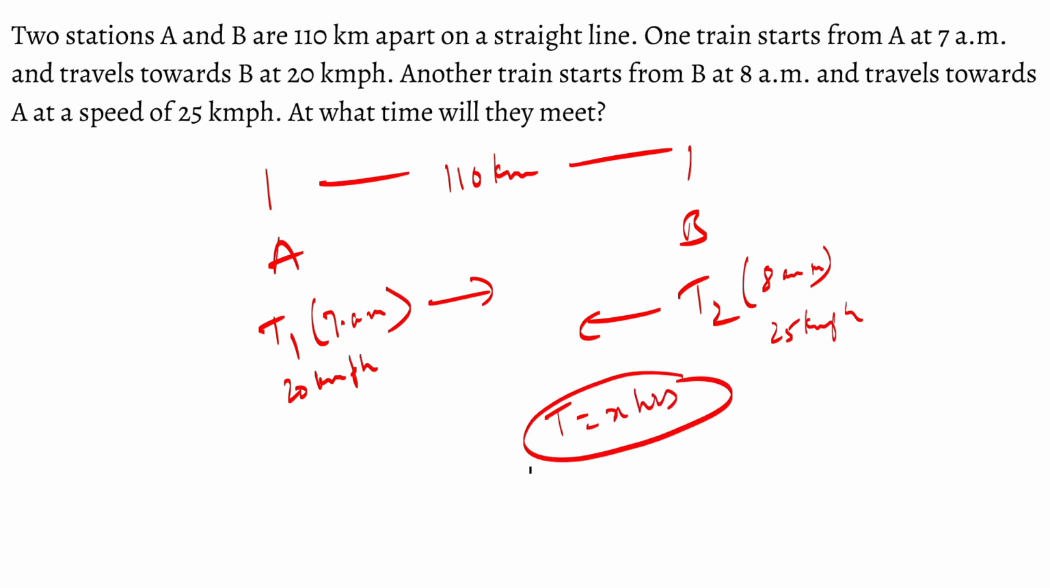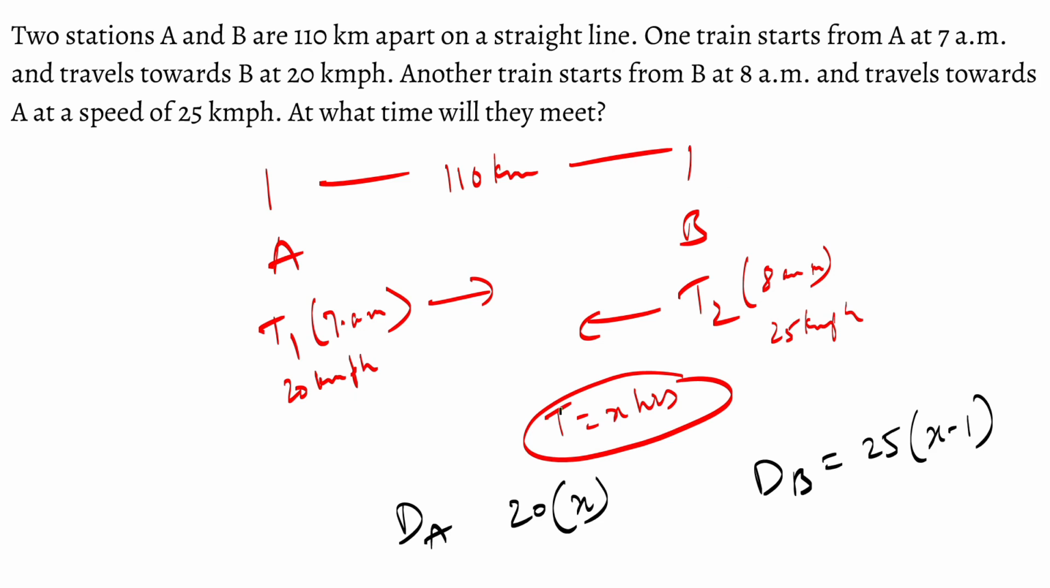Now the distance covered by A in x hours is speed into time. What is the speed of A? Speed of A is 20 km/h and the time is x, so 20 into x is the distance covered by A. Now the distance covered by B will be the speed of B, 25, into what time? x minus 1. Why minus 1? Because train 1 started from A at 7 a.m., whereas train 2 started from B after 1 hour. So we have to subtract 1.